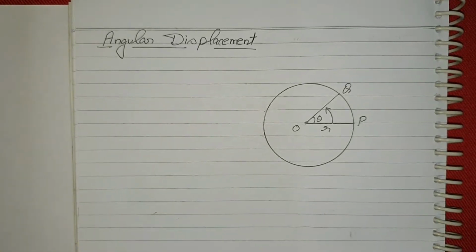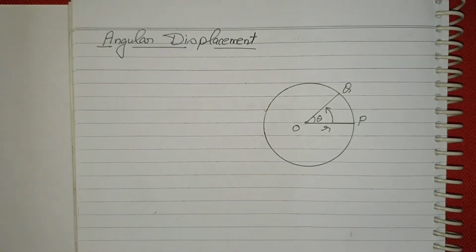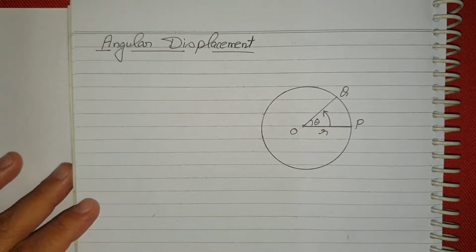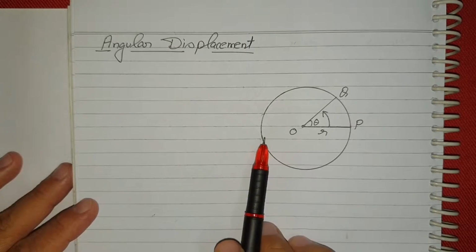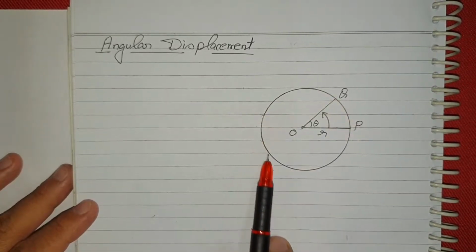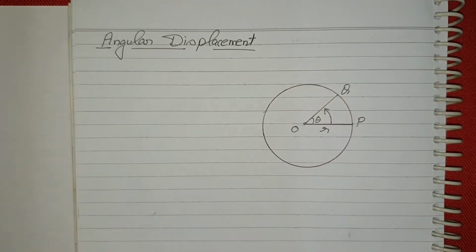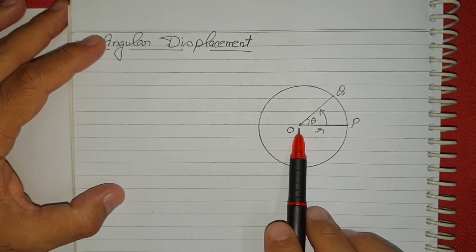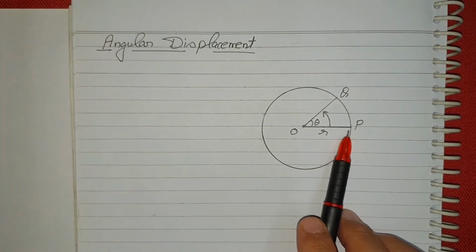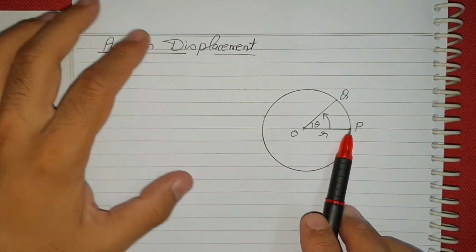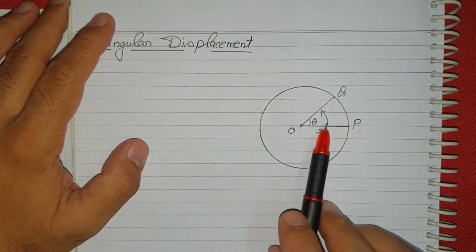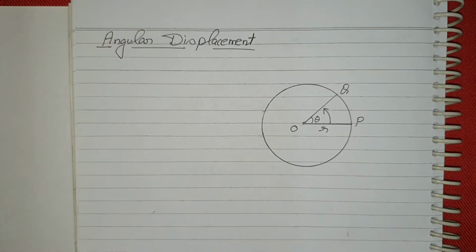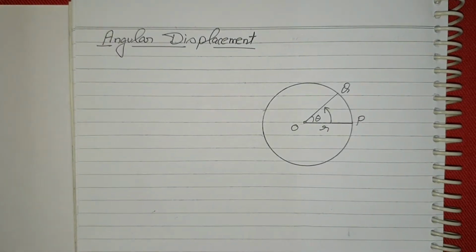Angular displacement. Now consider a point, or an object, whose motion is in a path such that it describes a circle. So this is describing a circular motion. Now let the object be at point P. At any time t, suppose it goes in the anti-clockwise direction, and it has covered this angle theta. This angle theta is known as the angular displacement of the particle.